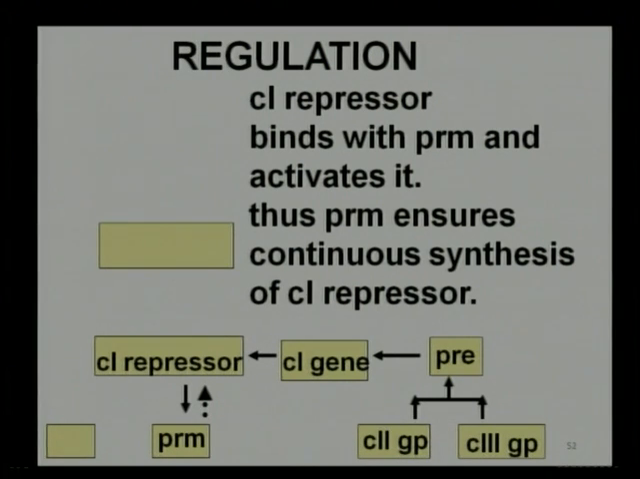Now this C1 repressor has two functions. First, it binds with the PRM. PRM is the promoter for repressor maintenance, and thus it activates this promoter. So the PRM ensures the continuous synthesis of C1 repressor, as you can see in the slide, in the flow.